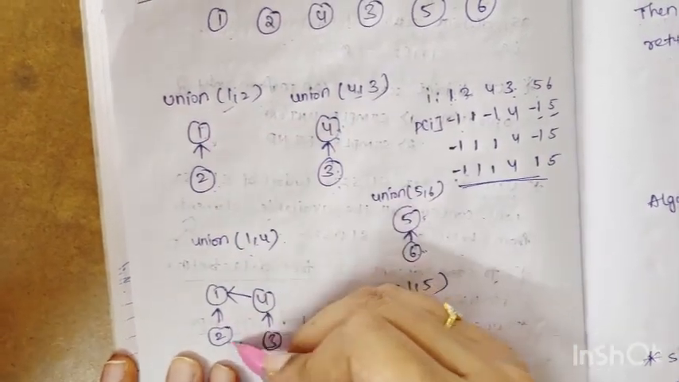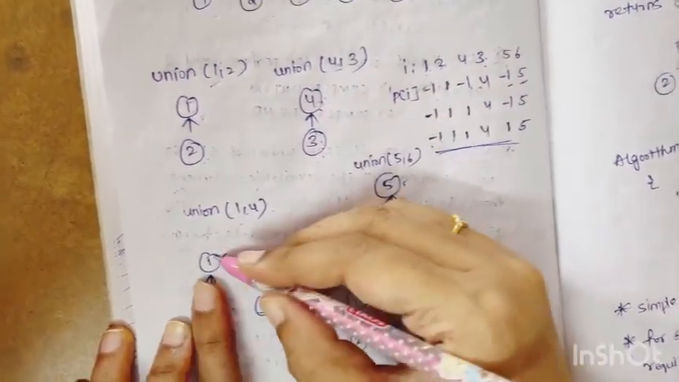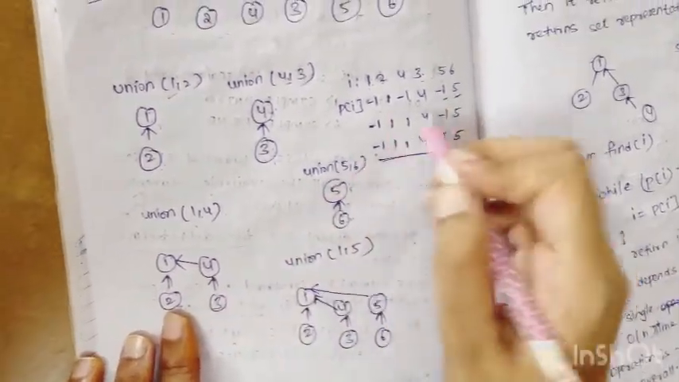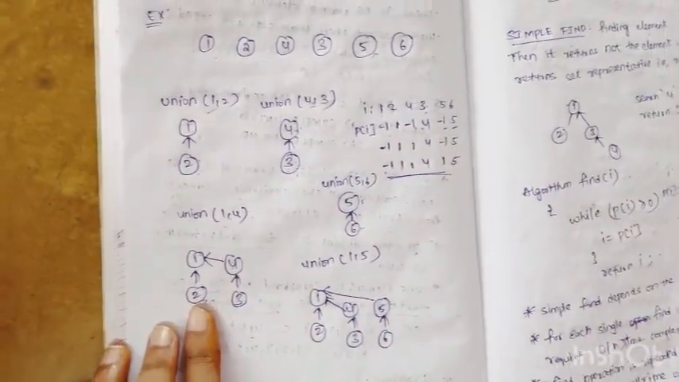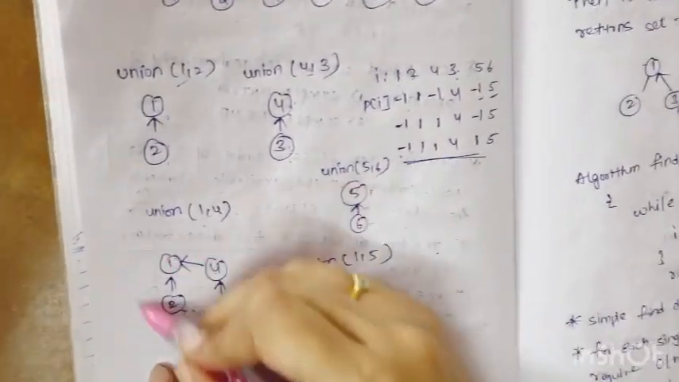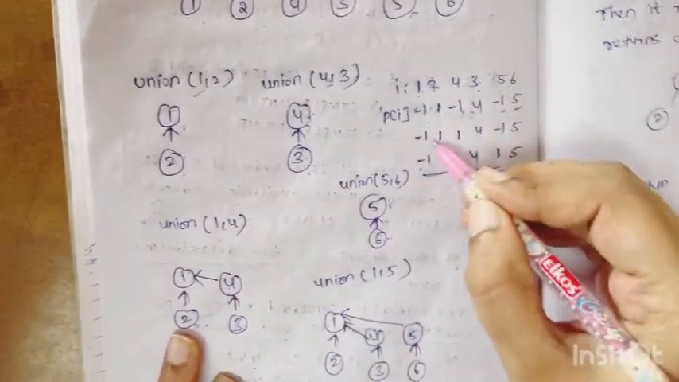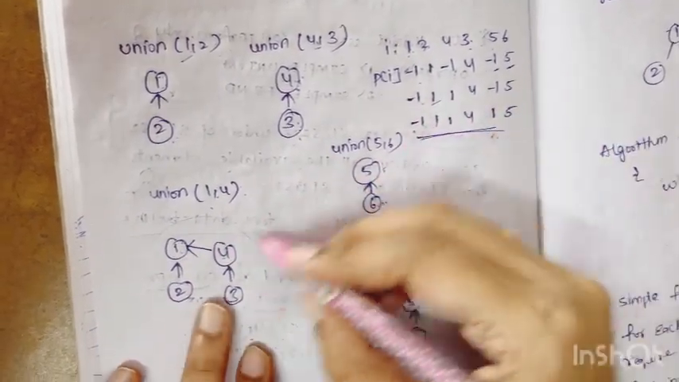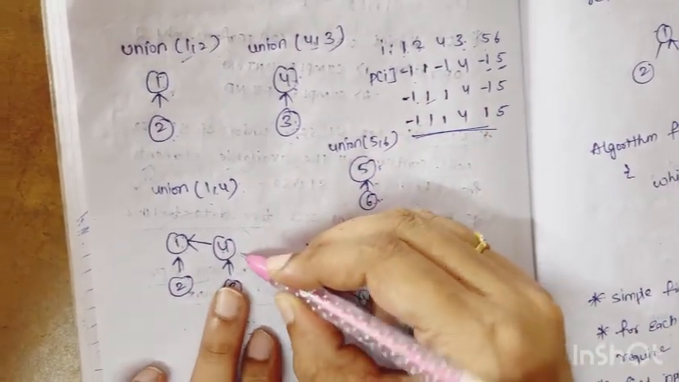So write as it is: 1 and 2 and 4 and 3, and this will be attached to the root node. Now we have to update the parent node status. In this overall tree, 1 is the root node, so that's why it is -1. And 2's parent is 1.